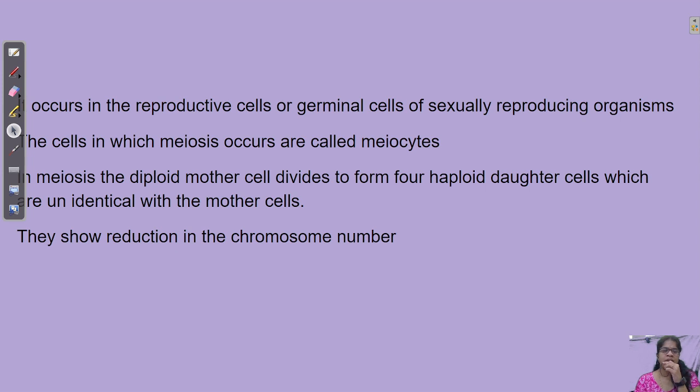This meiosis occurs in the reproductive cells or germinal cells of sexually reproducing organisms. The cells in which meiosis occurs are called meiocytes. Meiosis in the diploid mother cell gives rise to four haploid daughter cells which are not identical to the mother cell. Please remember that meiosis produces a haploid number of chromosomes, n, where n is equal to 23. The progeny obtained after meiosis will not be identical with the mother cell. Okay, so they show a reduction in the chromosomal number.